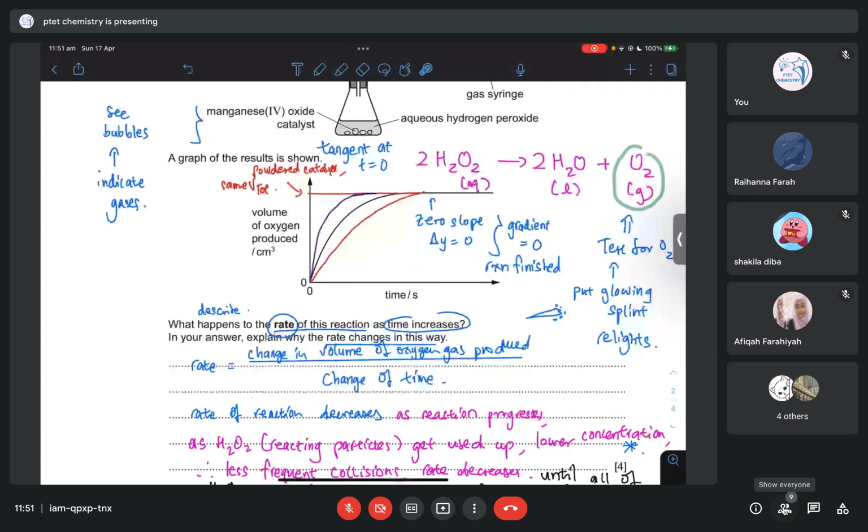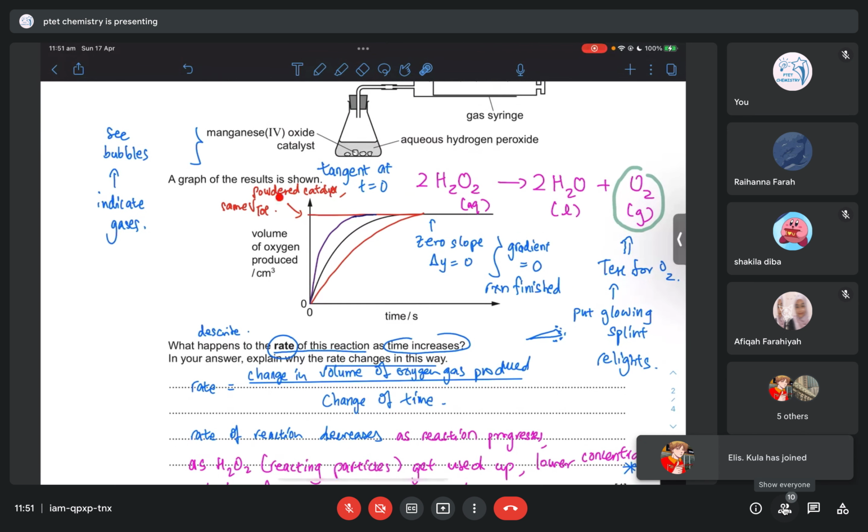By looking at this graph, these are 3 different graphs. These are the original graph. And now I use a powdered form. Powdered form would mean greater surface area, because you crush it into fine powder. So greater surface area, rate should increase. There is an explanation. Rate should increase when surface area of the catalyst increases.